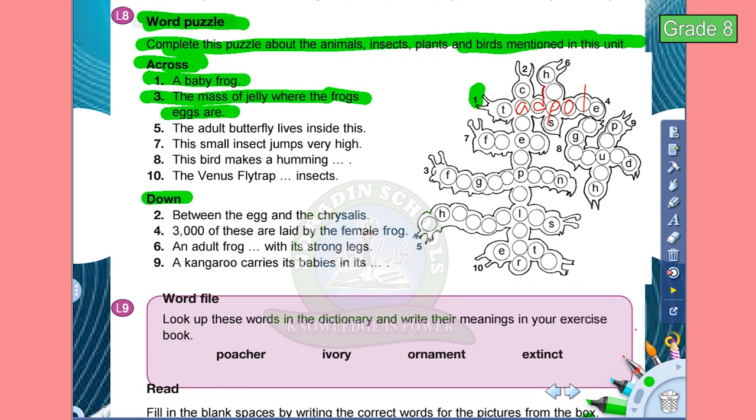Look at the number of this description. It's number 3. Find out number 3 in the word puzzle. What's called the mass of jelly where the frog's eggs are? Okay. Brainstorm.